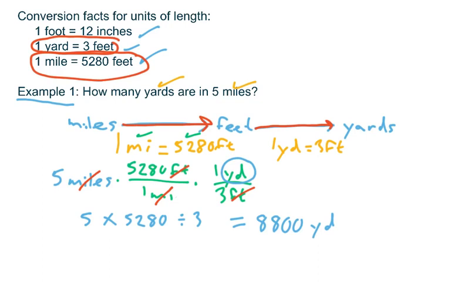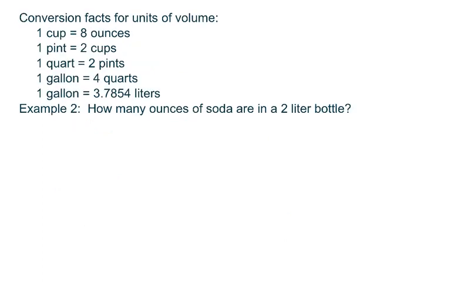Let's try another one. In this one, we're going to bring in the metric system as well. So we're going to be looking at metric and English. And this one will involve volume. So again, what you would have somewhere is a big old chart that has all kinds of conversion facts that involve volume. And here's a bunch of them. And I want to ask the question, how many ounces of soda are in a 2-liter bottle?